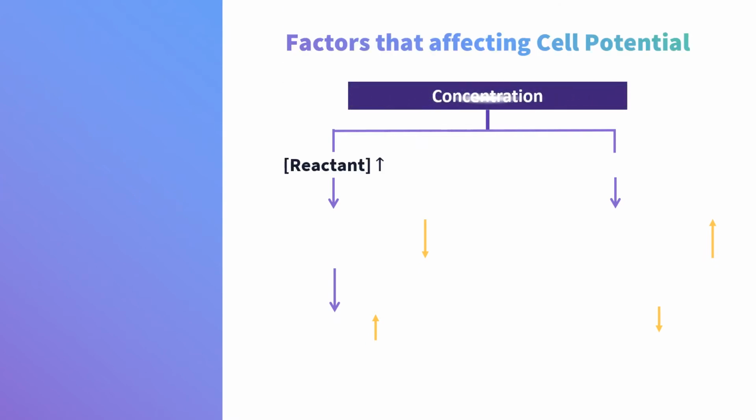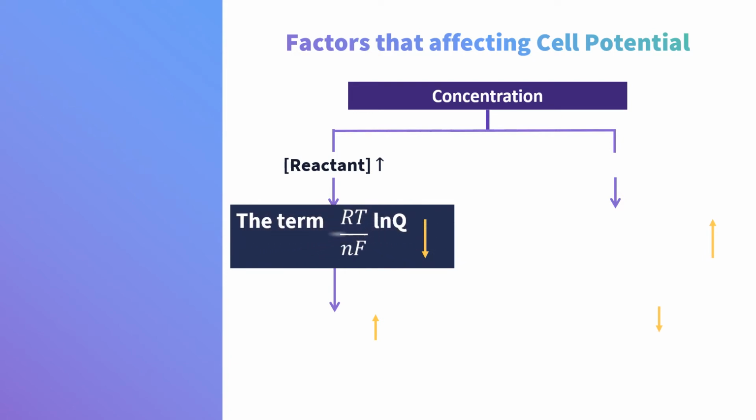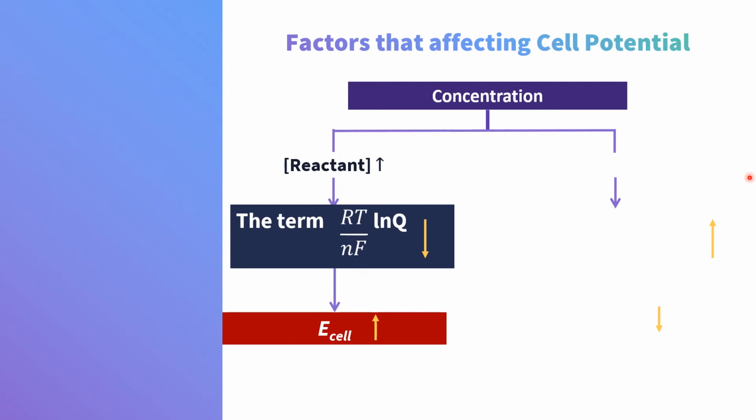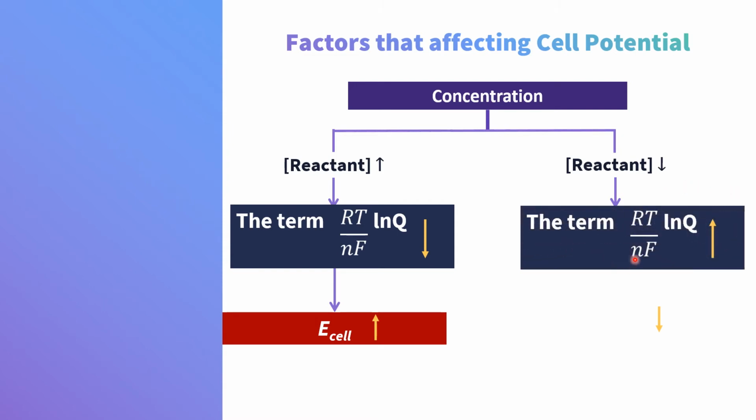Then another factor is the concentration. When the concentration of reactants increases, the term RT over nF times log Q will decrease, so the cell potential will increase. When the reactant concentration decreases, the opposite, the term RT over nF log Q will increase, so the cell potential will decrease.